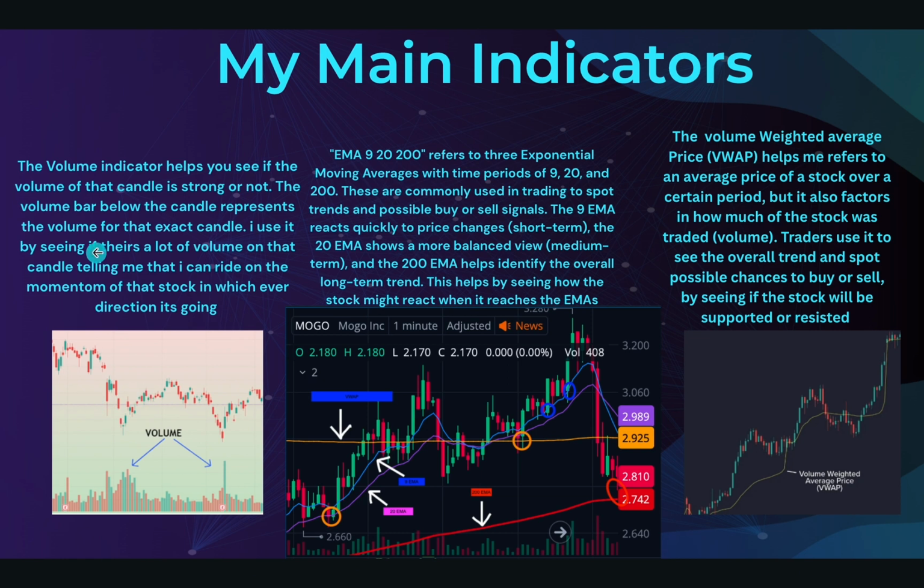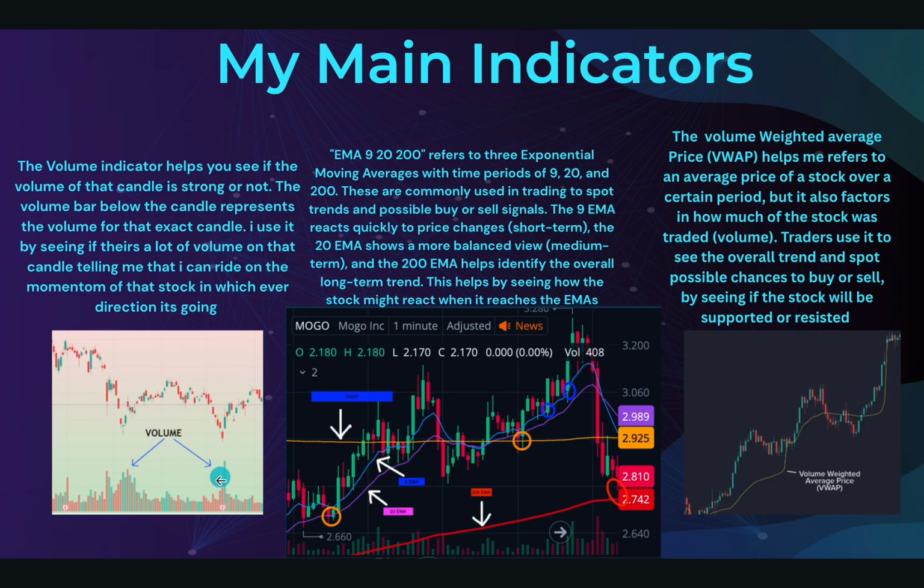First one, we have the volume. The volume indicator helps you see if the volume of that candle is strong or not. The volume bar below the candle represents the volume for that exact candle. I use it by seeing if there's a lot of volume on that candle, telling me that I can ride the momentum on that candle in whichever direction it's going.